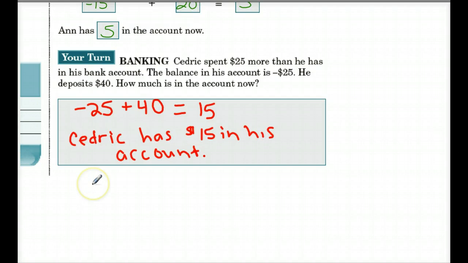Okay, so make sure you get these completed and I stamp them. Go ahead and start your assignment.